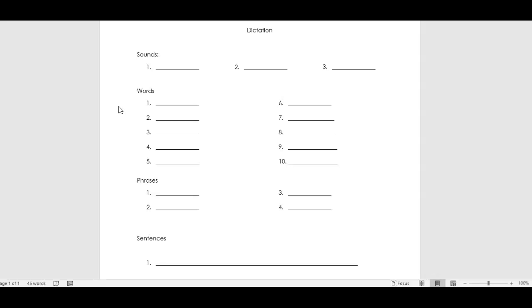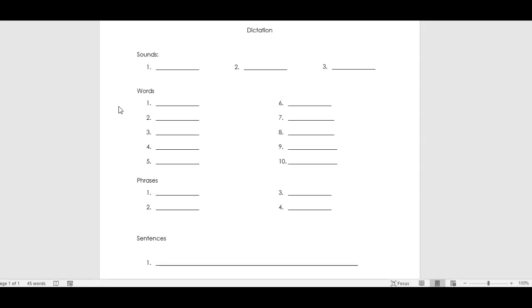Number three, say panic. Tap out the syllables in panic. What's the first syllable in panic? What's the second syllable in panic? Very good. So write out each syllable for panic. And we'll move on to number four.